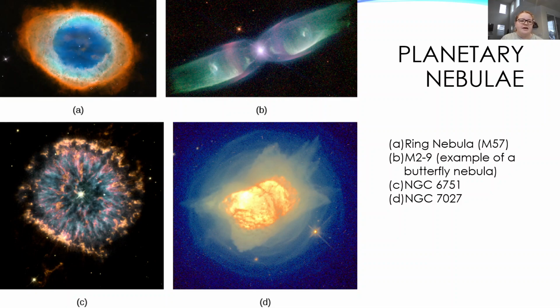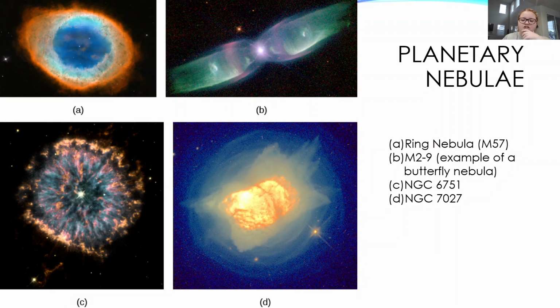This is the Ring Nebula. Maybe you guys have seen this. It's got that signature ring look to it, and a tiny little star at the center that is going to be your white dwarf there. We have M2-9, which is an example of a butterfly nebula. If you look up nebulas, there are some really cool shapes that happen, but this is one. It's a planetary nebula.